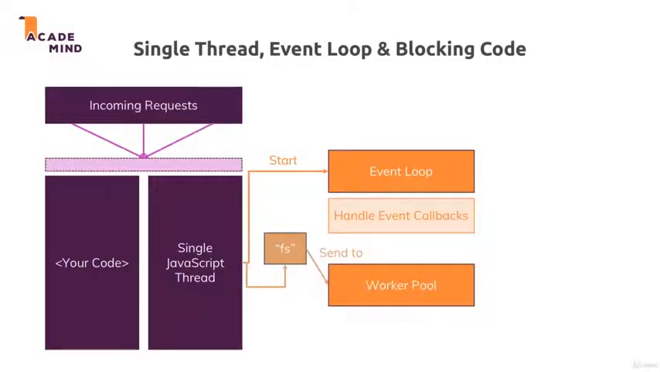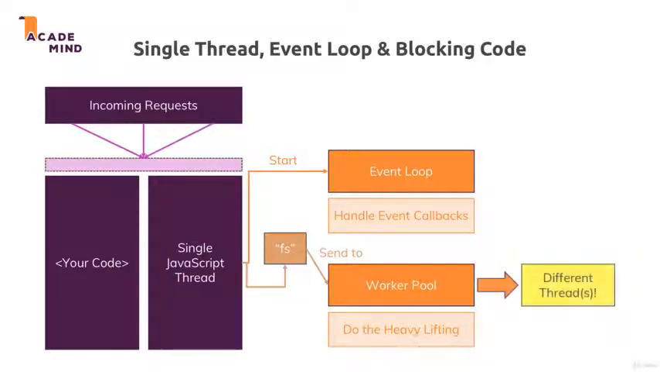Instead, our file system operation and a couple of other long-taking operations are sent to a worker pool, which is also spun up and managed by Node.js automatically. This worker pool is responsible for all the heavy lifting. This worker pool is kind of totally detached from your JavaScript code, you could say, and it runs on different threads. It can spin up multiple threads. It's closely intertwined with the operating system you're running the app on. So this is really detached from your code. And this worker pool is therefore doing all the heavy lifting.